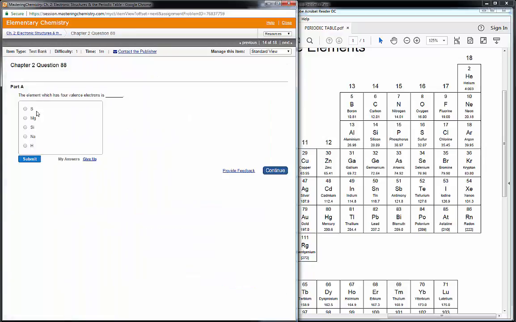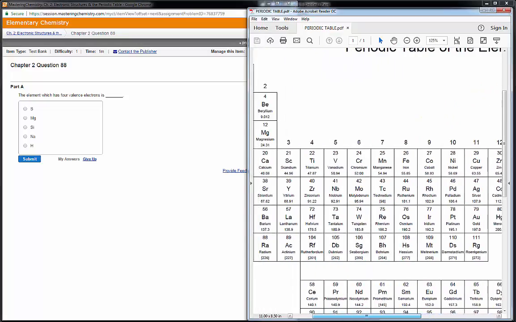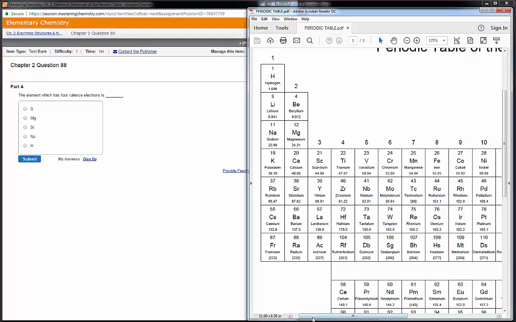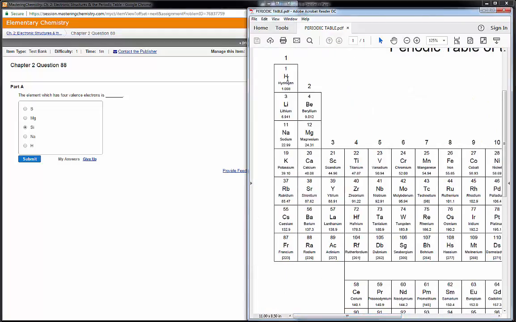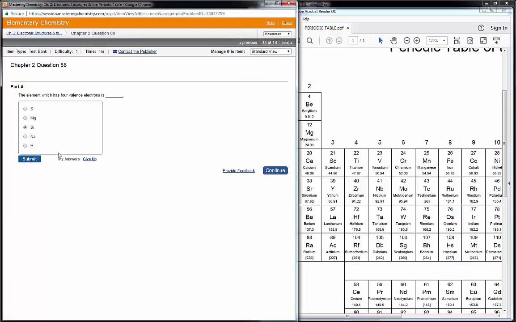Which of these has 4 valence electrons? Let's see. S is in group 6, so it would have 6. Mg is in group 2, so it would only have 2. Silicon is in group 4, so it has 4. And both sodium and hydrogen are in group 1, so they each have 1. So silicon is the right answer.